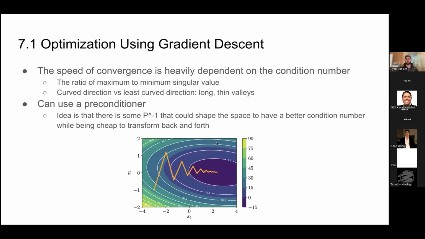And if it's a simple enough space, if you could just stretch this so it's equal, so that your condition number is one, then you have a much better behaved space.